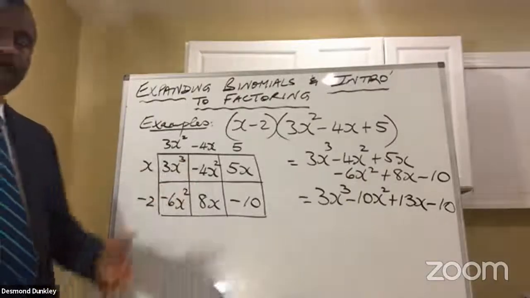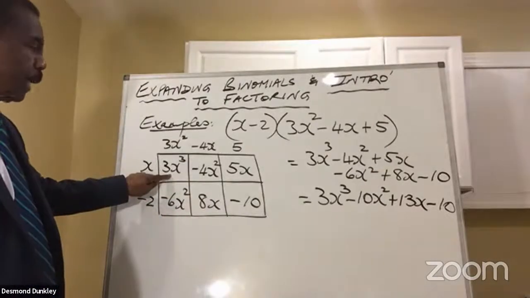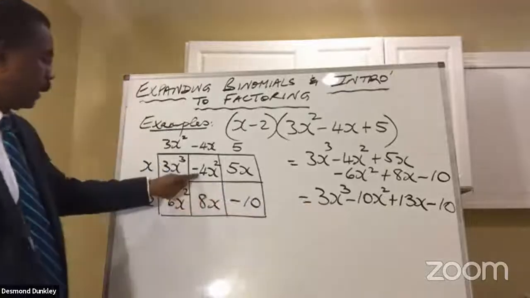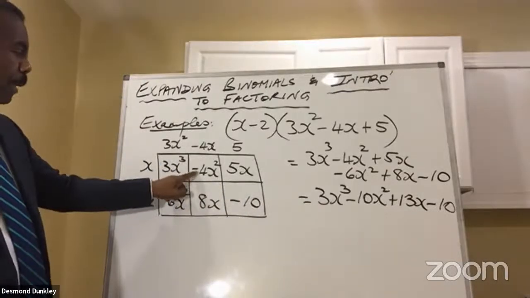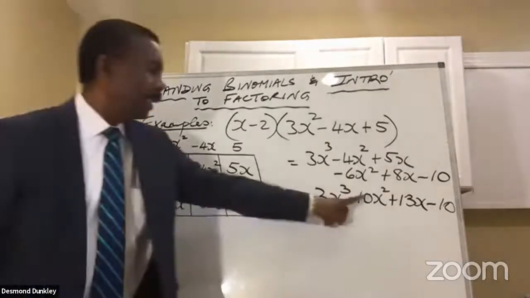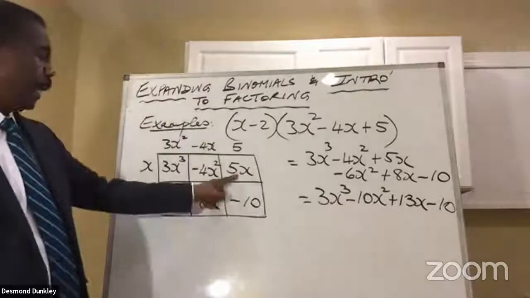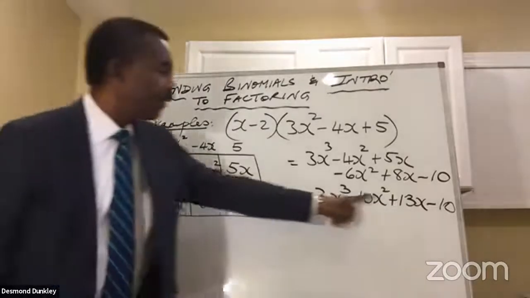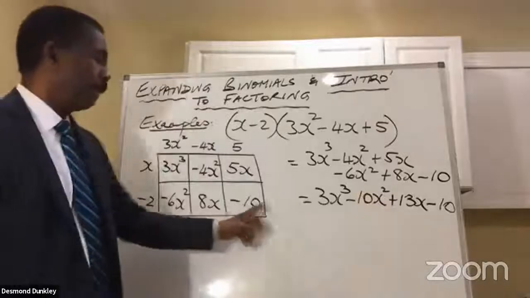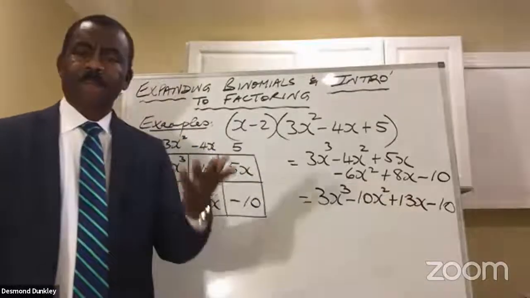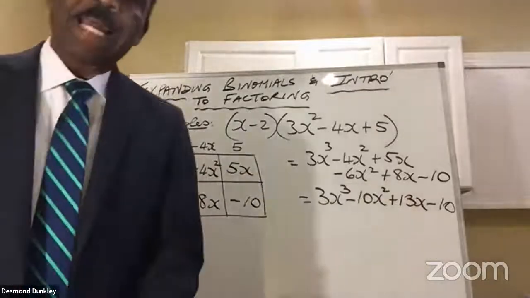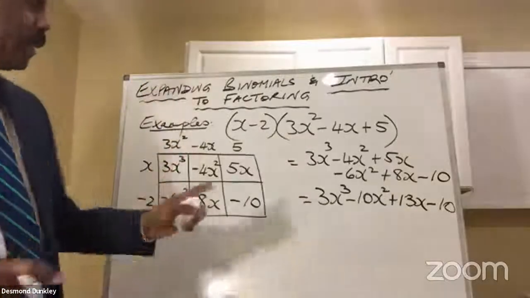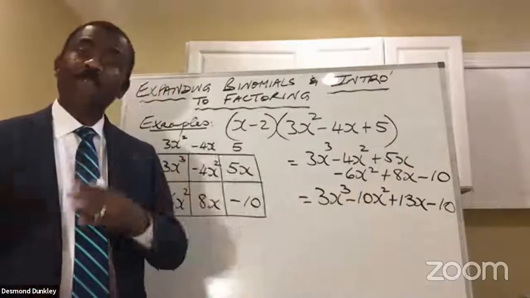From here, we get the same result. 3x cubed, there it is. This and this, negative 4x squared, negative 6x squared, negative 10x squared. 5x and 8x, 13x. And negative 10, negative 10. Same result. I need to do one last thing with this, and then I'll go into factoring.